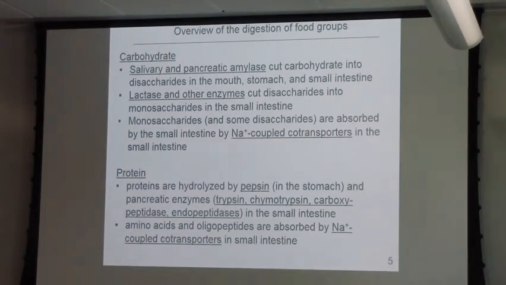oligopeptides and amino acids. And then again, we're going to see sodium-coupled co-transporters of amino acids and some oligopeptides in the small intestine to absorb the nutrients from protein, amino acids. So these are pretty straightforward. I mean, and we'll talk a lot about the details.